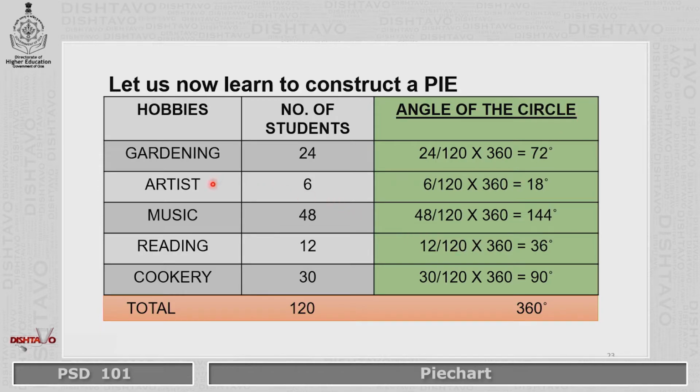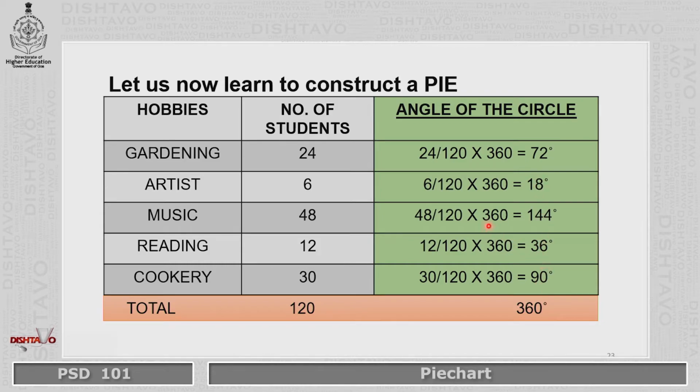In a similar way, if you go to the other hobbies, the number of students with regard to that particular hobby, if you look here, 48 for music, 12 for reading, 30 for cookery, is divided by the total number of students in the class, that is 120, and the value obtained after division is multiplied by 360, that is the circumference of the circle is 360, which gives us a particular angle.